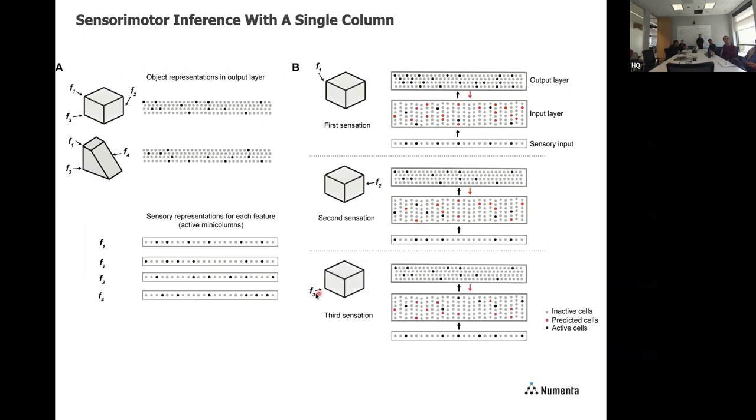And then the third sensation here, F3, the output layer is going to stay converged on that single representation of the object, even though F3 on its own is ambiguous. Remember that F3 was in both of these objects. But now that we've coalesced onto this representation of the object, even when you sense something that on its own would be ambiguous, the representation at the top stays focused on the particular unique object identity, or the SDR.